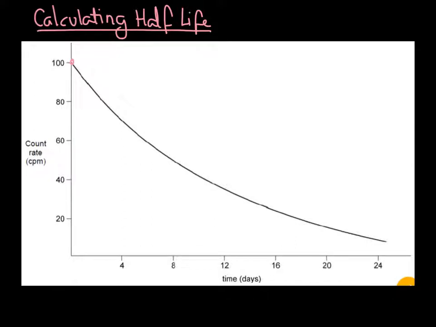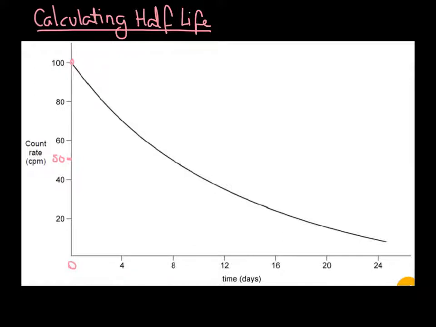So at time 0 here, I've got an initial value of 100. Now half of 100 is 50. So next I'm going to take a reading off the graph for a count rate of 50 here. So that's 50.